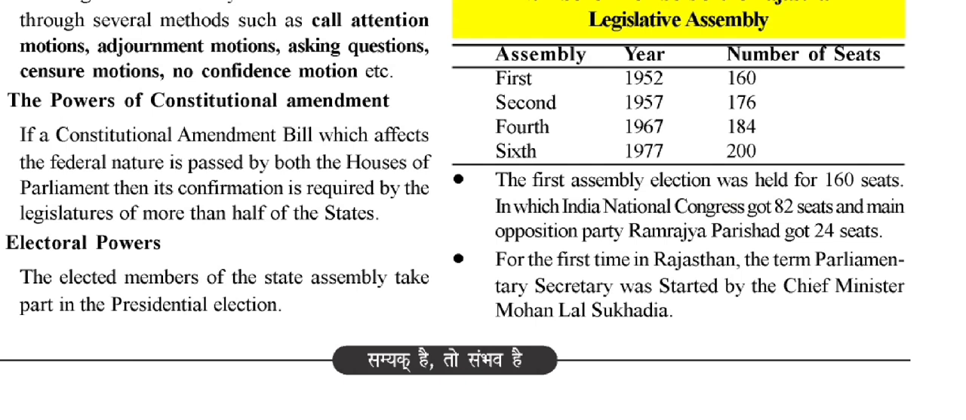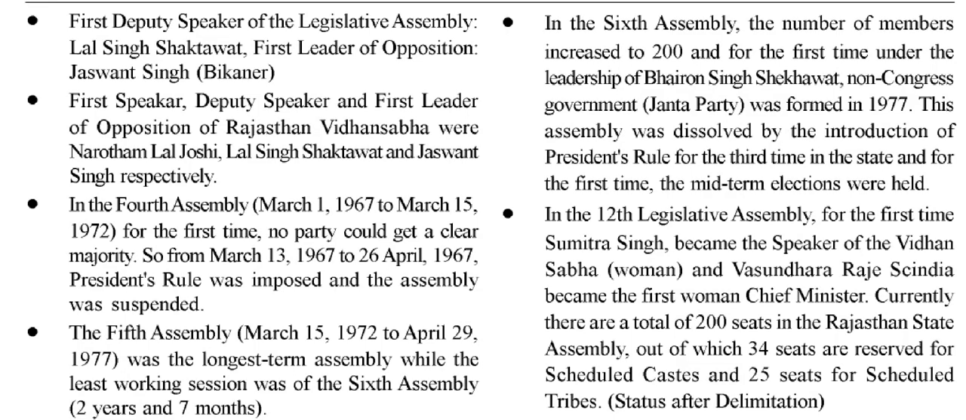For the first time in Rajasthan, the term parliamentary secretary was started by Chief Minister Mohanlal Sukhadia. First Deputy Speaker of the Legislative Assembly, Lal Singh Shekhawat. First Leader of Opposition, Jaswant Singh, Bikaner. First Speaker, Deputy Speaker and first Leader of Opposition of Rajasthan Vidhan Sabha were Narottam Lal Joshi, Lal Singh Shekhawat, Jaswant Singh, respectively. In the 4th Assembly, March 1, 1967 to March 15, 1972, for the first time, no party could get a clear majority.